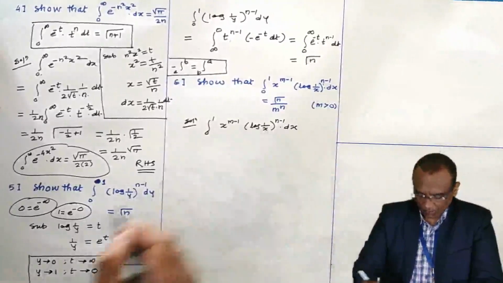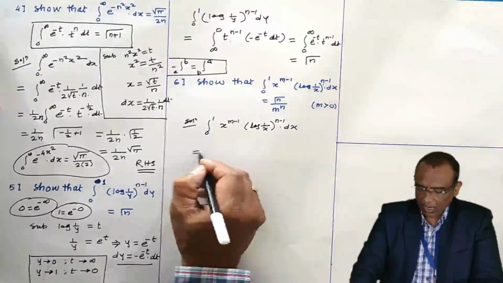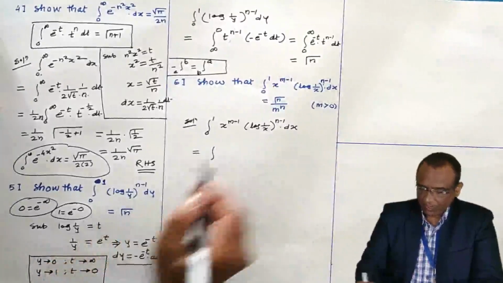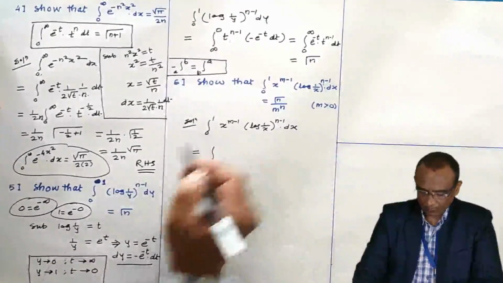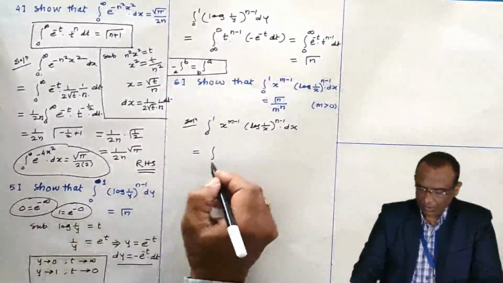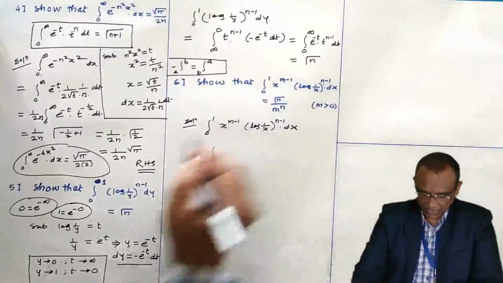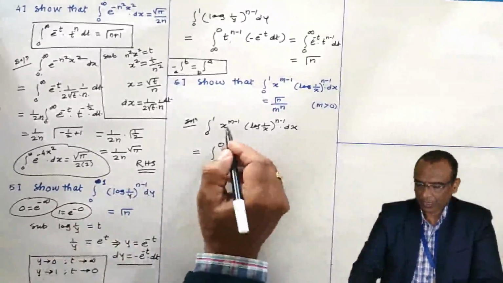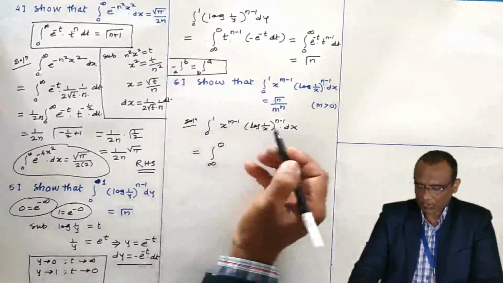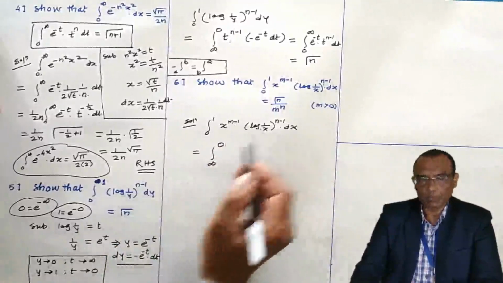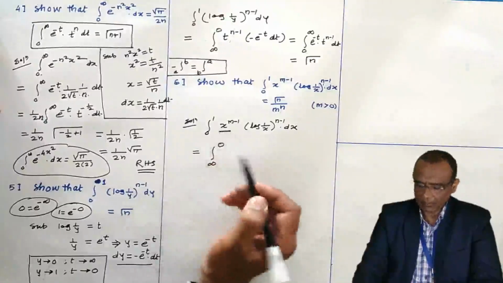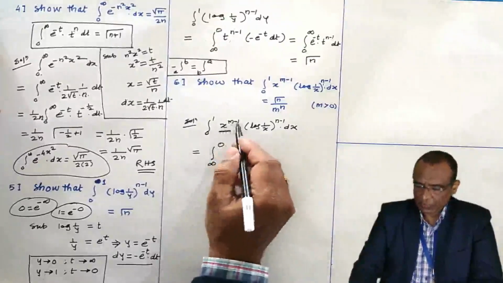Substitute log 1 by x equal to t, and when x is 0, it is infinity. When x is 1, it is 0. Here x power m minus 1. These two are the same, no? Only the difference is here. This term is an additional term in the multiplication. That's all. X power m minus 1.